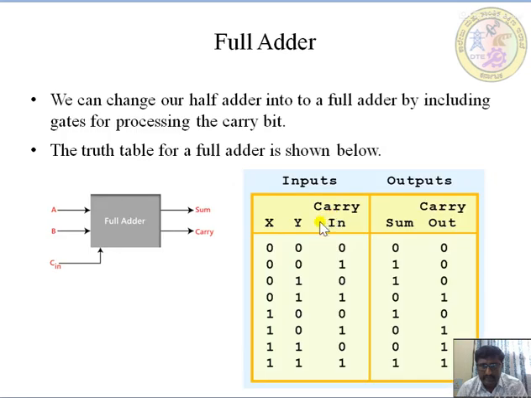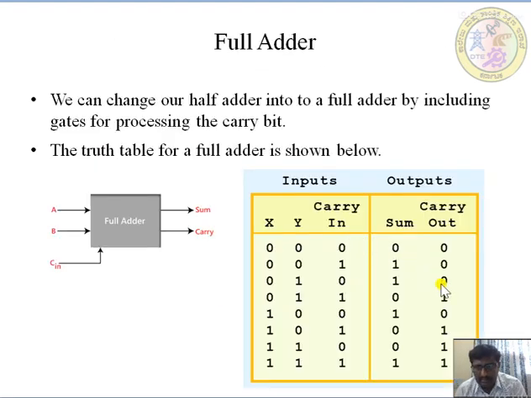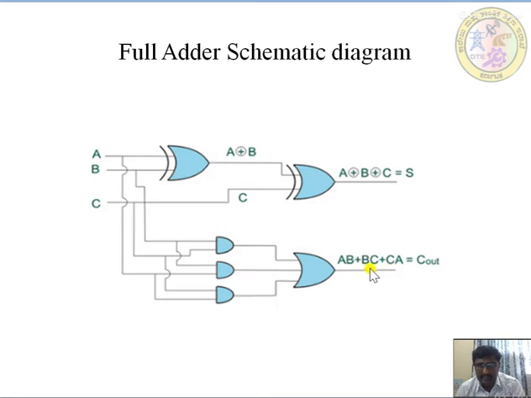Okay, so instead of X and Y they have just considered it as A and B, depending upon the block diagram. So what we can do is, instead of X and Y you should change it to A and B. Next, the expression we will be writing here for sum is A exclusive OR B exclusive OR C in, and for carry it will be A B C in bar plus A bar B C in plus A B bar C in plus A B C in. After reducing it we get AB plus BC plus CA.